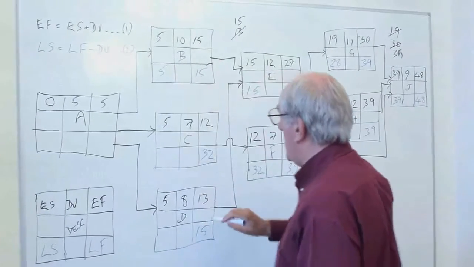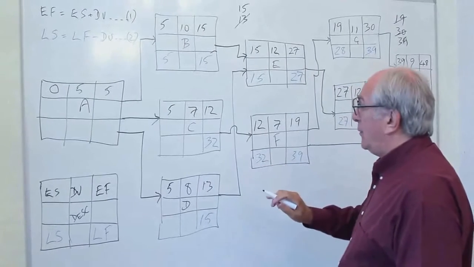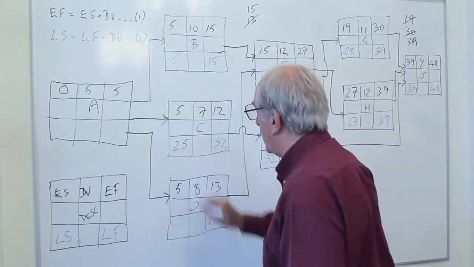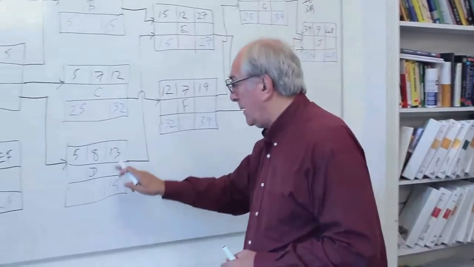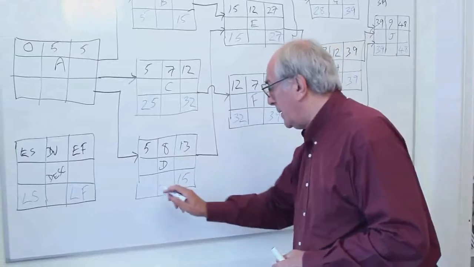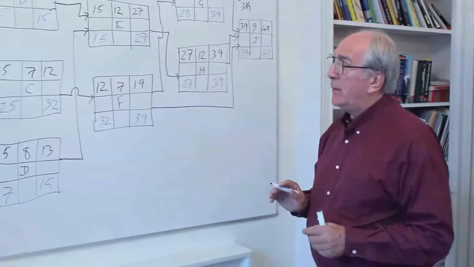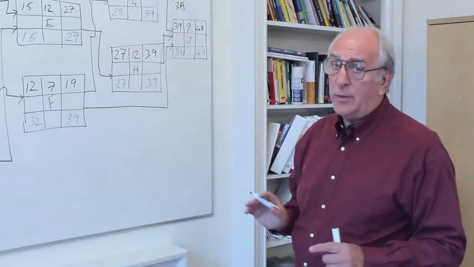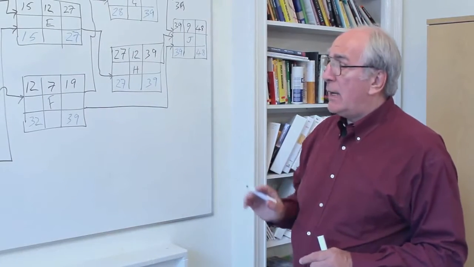The late start for C is the late finish of 32 minus 7, which will give us 25 as the late start. And the late start for D is 15, its late finish, minus 8, which will give us 7. So we've nearly populated the whole of this sequence of activities in the network with the late starts and the late finishes, and we're just left to do activity A.